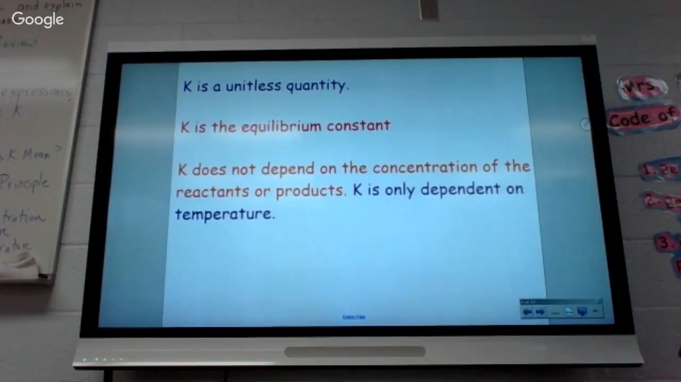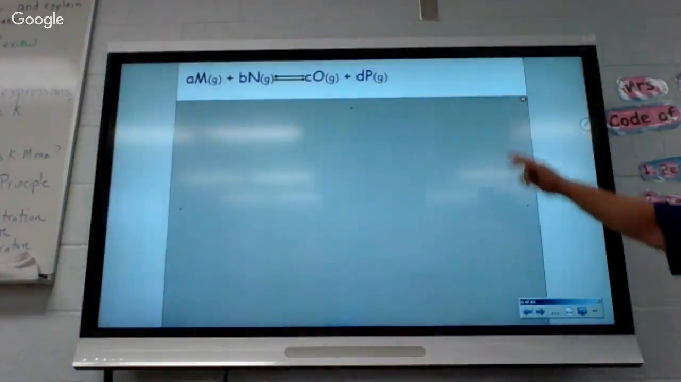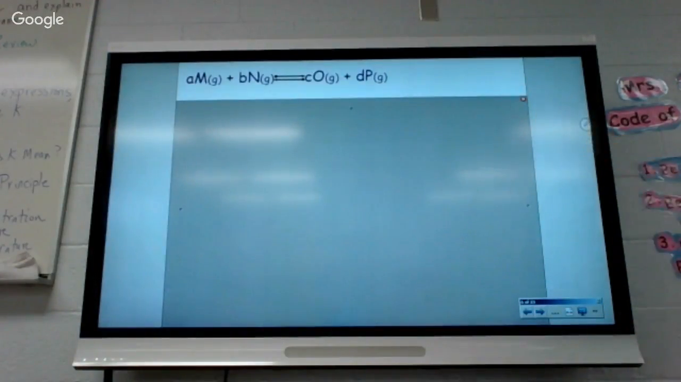All right, everybody caught up? Yes? All right, so how do we find K? Now, I've just got a plain old generic equation up here. Okay? So, I've got little letters and capital letters. So, what do you suppose the little letters stand for? Coefficients. What do you suppose the big letters stand for? The elements. The elements of the compounds. Okay? So, what's the first thing we're going to have to do?